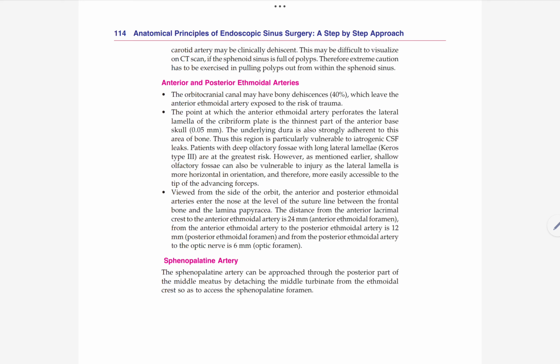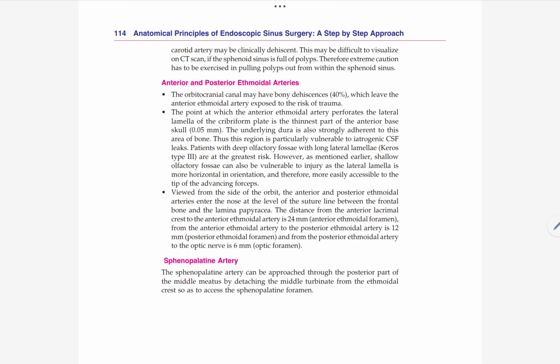Patients with deep olfactory fossae with long lateral lamella, Keros type 3, are at greatest risk. However, as mentioned earlier, shallow olfactory fossa can also be vulnerable to injury as the lateral lamella is more horizontal in orientation and therefore more easily accessible to the tip of the advancing forceps. Viewed from the side of the orbit, the anterior and posterior ethmoidal arteries enter the nose at the level of the suture line between the frontal bone and the lamina papyracea.